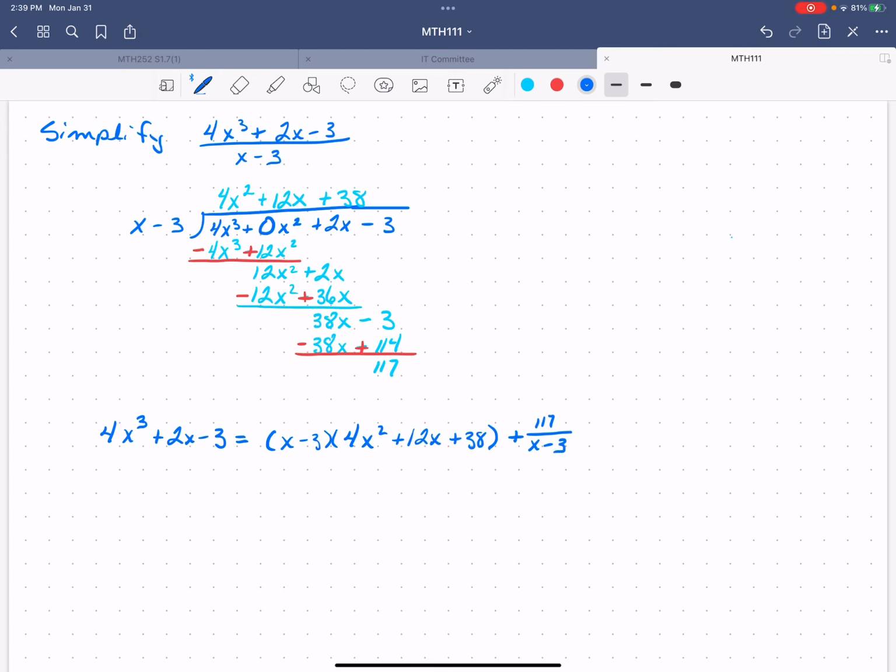Think about it this way. We know that 5 halves, so 5 divided by 2 is 2 1/2. But we also know that if I take 5 divided by 2, I get a remainder of 1. Same thing, okay? You can always write your polynomial as a divisor times a quotient plus the remainder divided by the divisor.